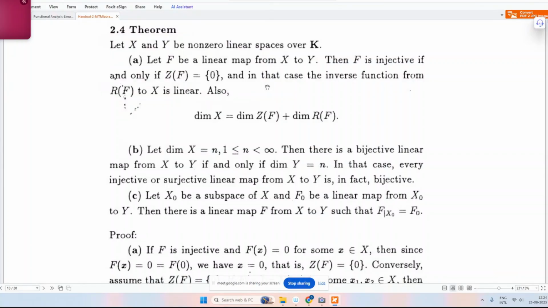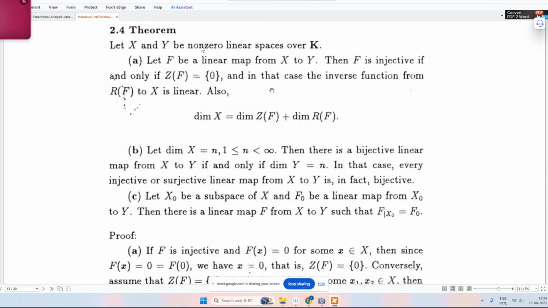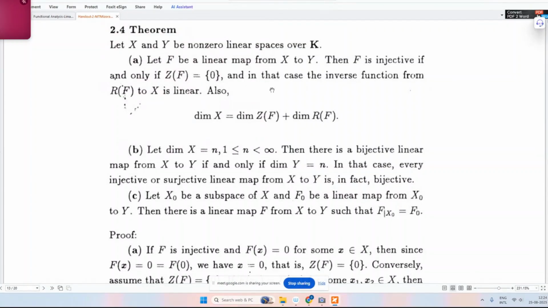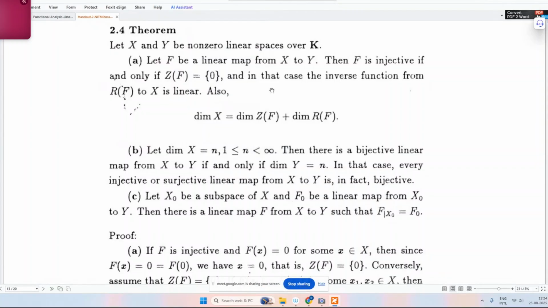Very important. Rank nullity theorem, sir. Rank nullity theorem? This is not rank nullity. This is a map. F is 1-1 if and only if the null space is 0. Have you done that or not? It's simple. And the second thing is the inverse of the function on the range is also linear.